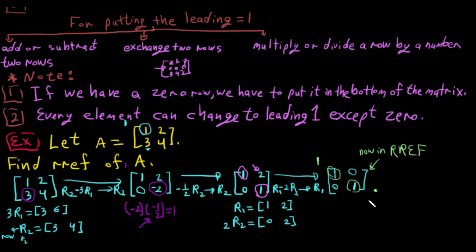So we end here. Of course, this one was a 2 by 2 matrix. Next video we will do the same thing for a 3 by 3 matrix. We will do 2 examples next.